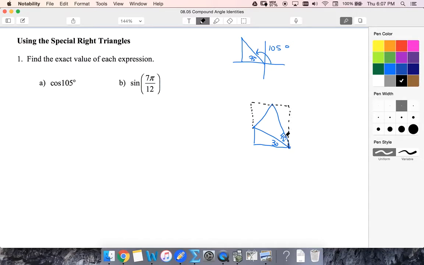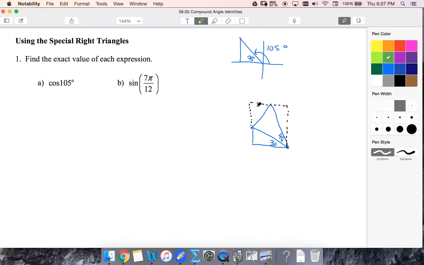All right, so what I'm looking for is the cosine value. So remember, cosine is going to be adjacent over hypotenuse. And so really what I'm looking at is this triangle here. And gosh, do I wish Notability would let me draw straight lines. So I'm looking in this triangle here, and cosine is going to be this adjacent over this hypotenuse here.